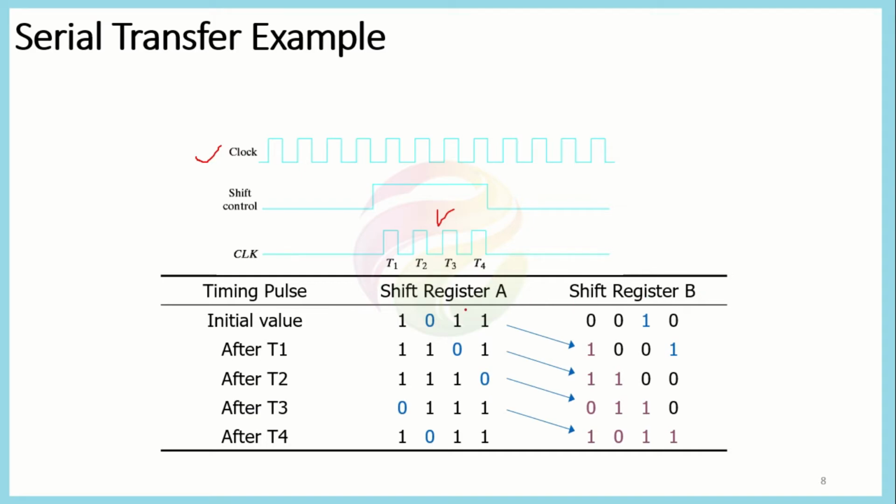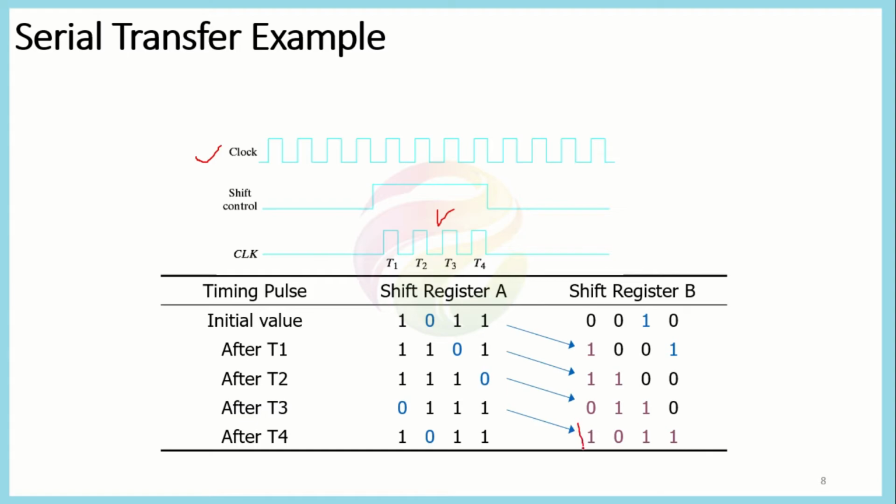say the initial value of register A was 1011, while that of shift register B was 0010. After the first pulse, the first output value of A would move towards B. Similarly, after the next clock cycle, the value at the output of A would move towards B. Similarly, the next value after the third clock cycle would move here, and after the fourth clock cycle, the last value would move towards B.